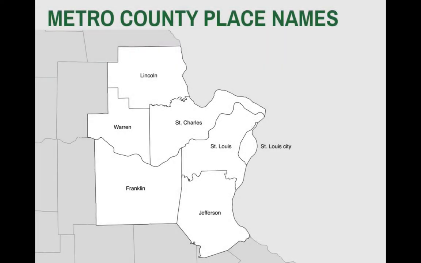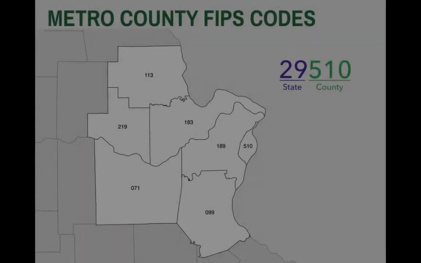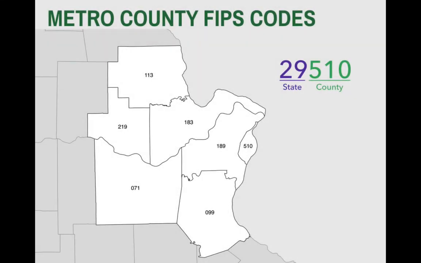You can see here the metro county place names for the Metro West area of St. Louis City, St. Louis County, and a number of the outlying counties. Each of those counties has a corresponding county ID, and you can mate that with the state ID to come up with a unique reference for every county in the country. So for St. Louis, our county ID is 510. Combine that with our state code, 29, and you have a unique identifier for the county that we live in.